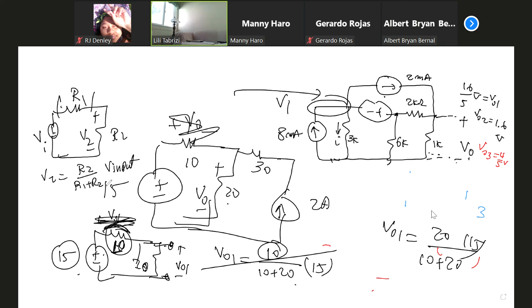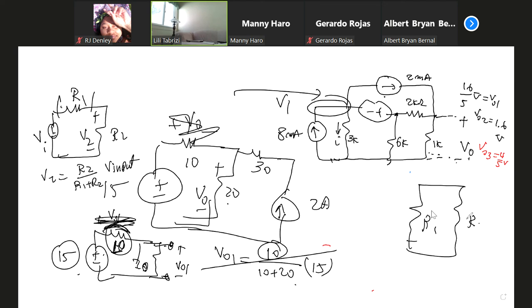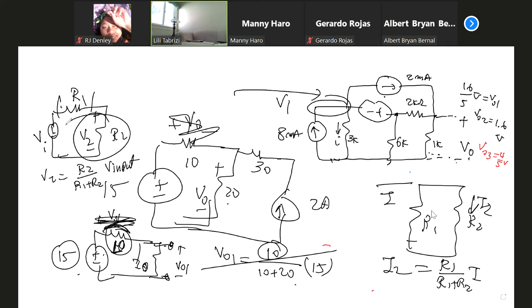Now in current division, it's the opposite. Current division is for parallel. Let's say you have R1, R2, and a source current I. If you want I2, it's the other resistance: R1 over R1 plus R2 times I. In voltage division, it is the same resistance: R2 over R1 plus R2 times the voltage.